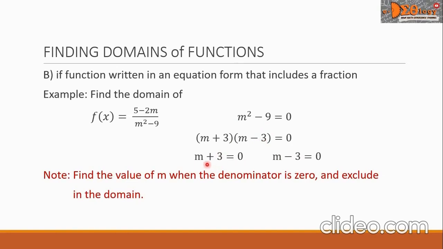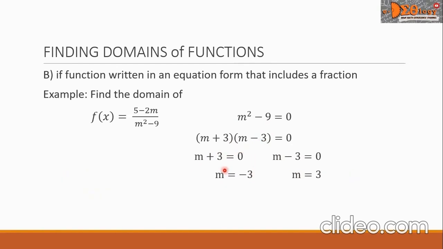So in here, the positive 3 we will transpose. On the right side, we will have m equals negative 3. On the other factor, m minus 3 equals 0. Transposing this negative 3 to the right side, we have m equals positive 3. So we now have two values for m. The first is negative 3. The second is positive 3.